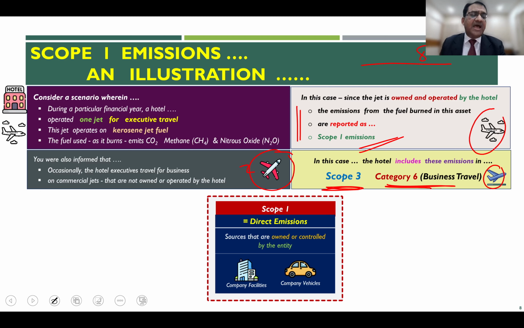So this use of, let's say, the business travel, if the business travel happens in an aircraft not owned or operated by the company, then in that case, the emission arising on account of that travel is expected to be reported under scope 3 category 6, which is the business travel. That's how you have to differentiate between scope 1 and scope 3.